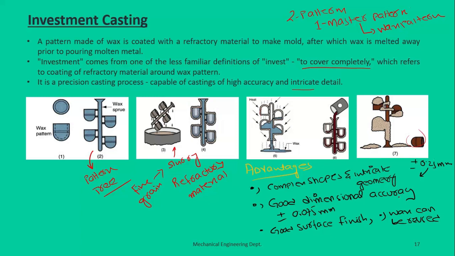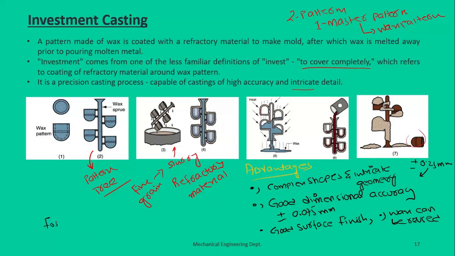But it's a relatively expensive process, because we need to make a wax master pattern, then from that master pattern we make a wax pattern, and from that wax pattern we make a refractory mold cavity, and then you get the final product. It cannot cast a very large product; rather it can cast small or medium sized products that weigh up to 75 pounds.